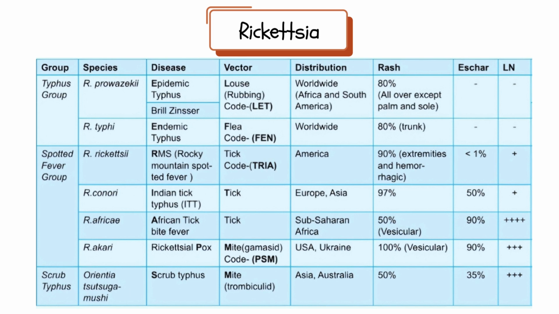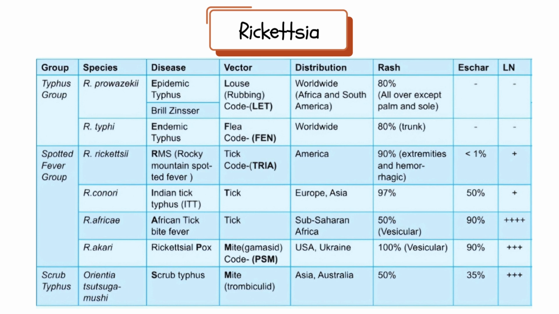Usually 90% of patients present with a rash, which is usually present in the extremities. Rickettsia conorii causes Indian tick typhus, again tick-borne. Rickettsia africae causes African tick bite fever, which is again tick-borne. And Rickettsia akari causes rickettsialpox, which is mite-borne.